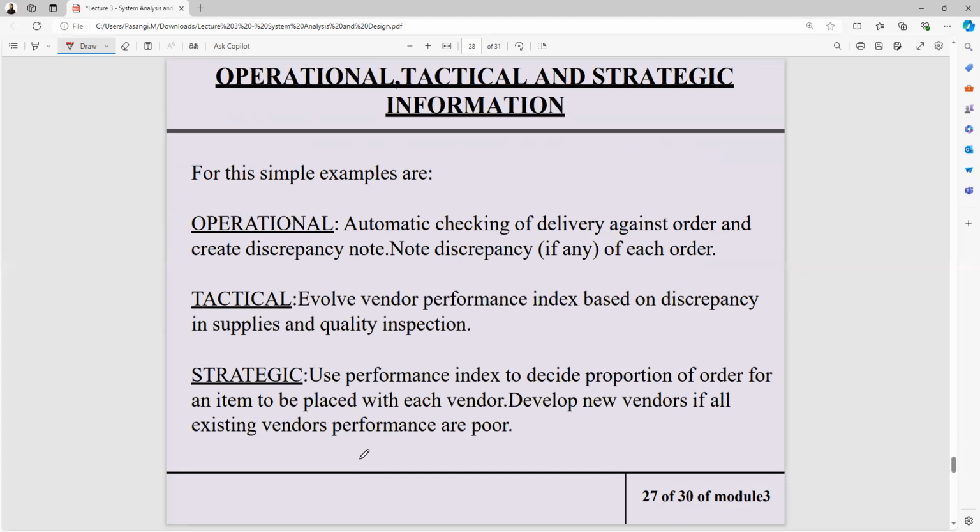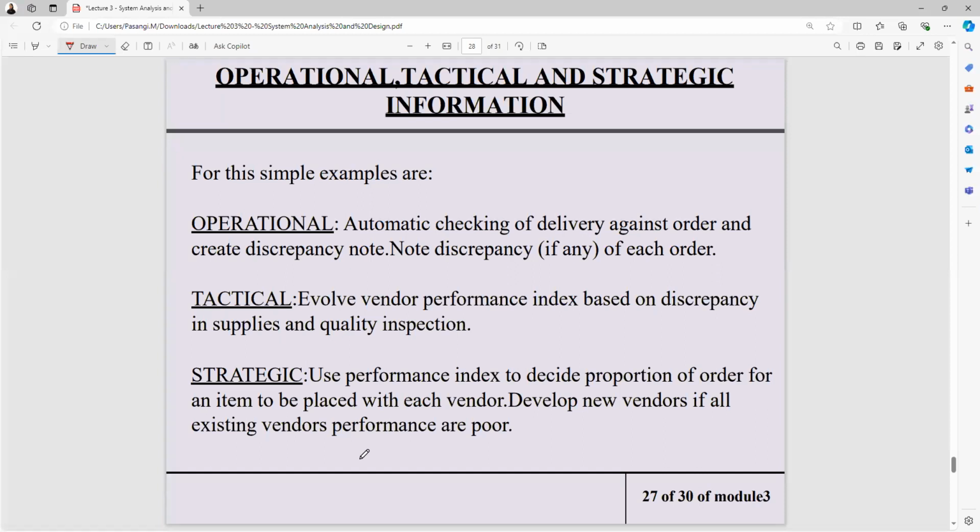Then we have the operational, tactical, and the strategic information. These are a few simple examples. What is the operational information? The operational information will be automatic checking of delivery against order and creating a discrepancy note, if any, for each order. Then the tactical one: evolve vendor performance index based on discrepancy in supplies and quality inspections as well. And then the third one would be the strategic one, which is to use performance index to decide the proportion of order for an item to be placed with each vendor.